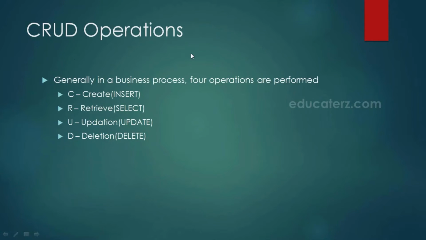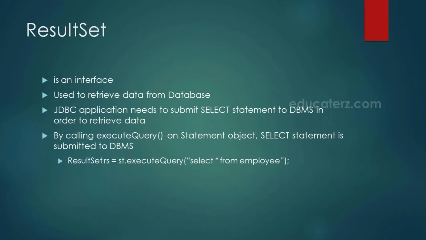Next is CRUD operations. Generally in a business process, these four operations are performed. C represents create, that is insert, R is retrieve, that is select, U is update, that is the update query, and D is deletion, that is the delete query. In any business process, these are the regular, similar tasks which we perform. So what is basically a result set?